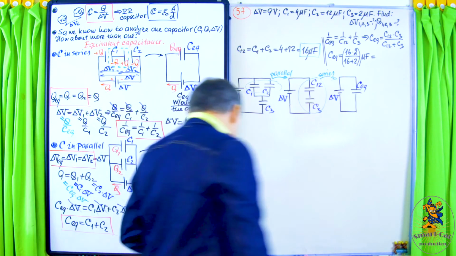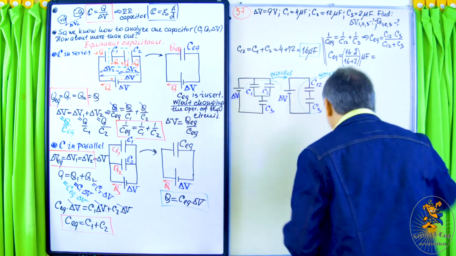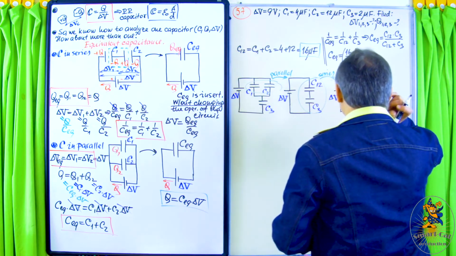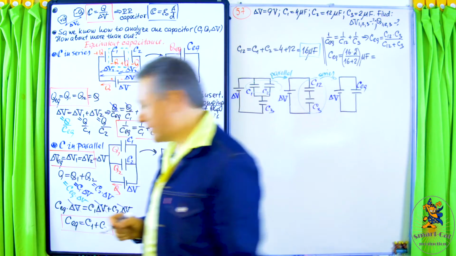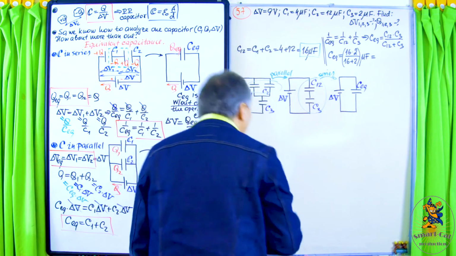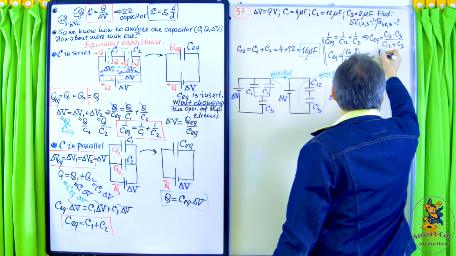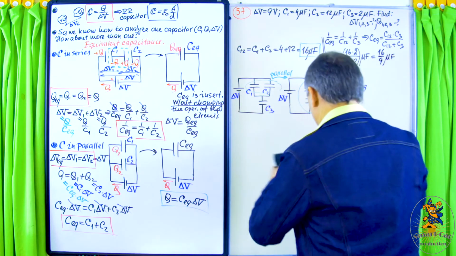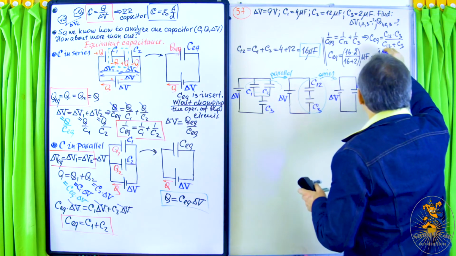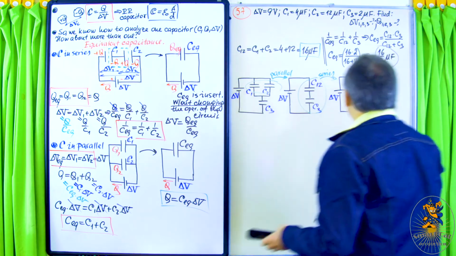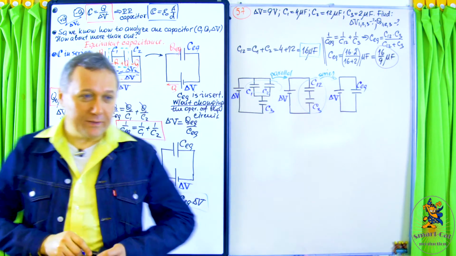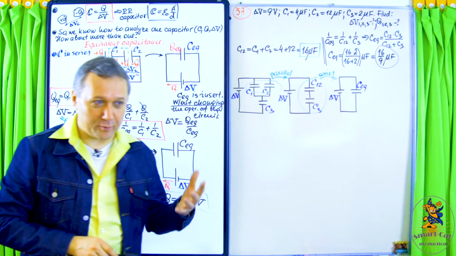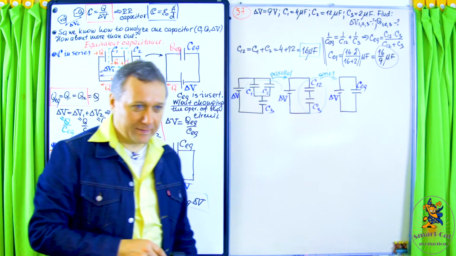Complicated number. What? 16 over 9? It should be 16 over 9, right? Let me check. Yeah, 16 over 9. 16 over 9 microfarads. Okay, so that's our final equivalent capacitance, but it's only halfway through. Maybe it's even less than halfway.